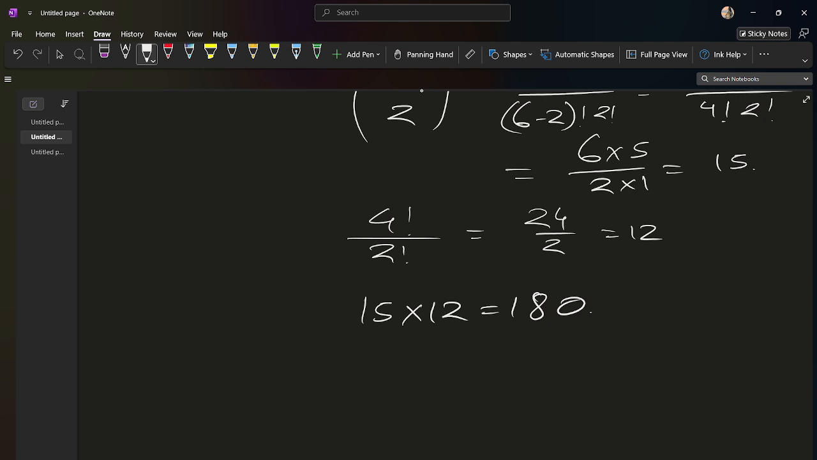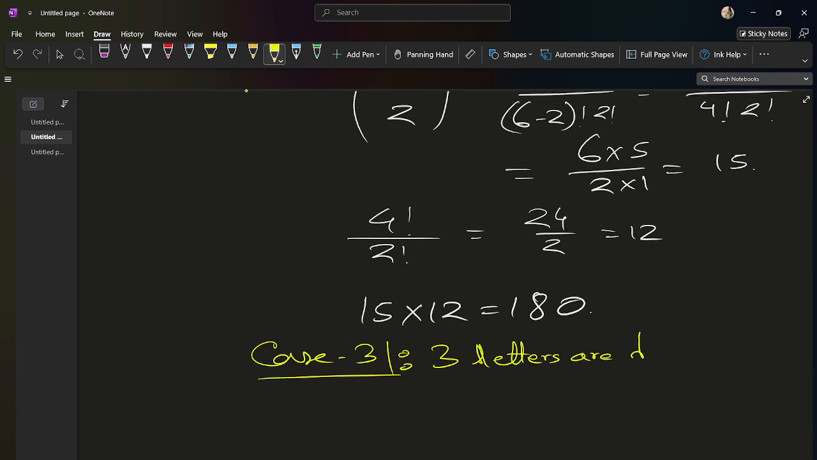So now we are going to see the case where three letters are same and one is distinct. That will also be a possible case. Okay. So let me take this as case 3: three letters are same and one is distinct.